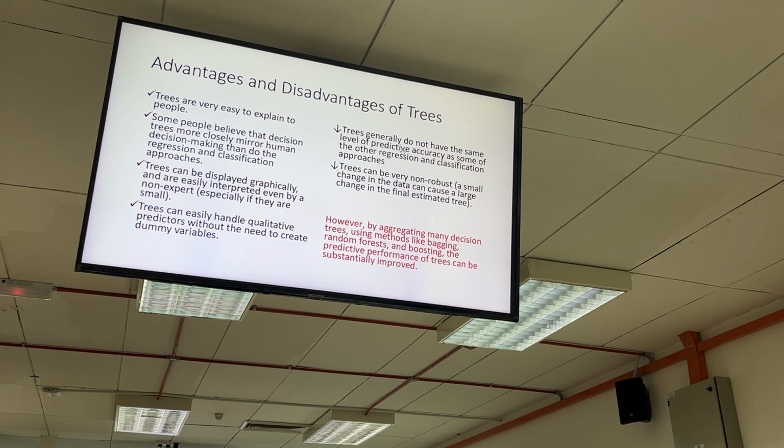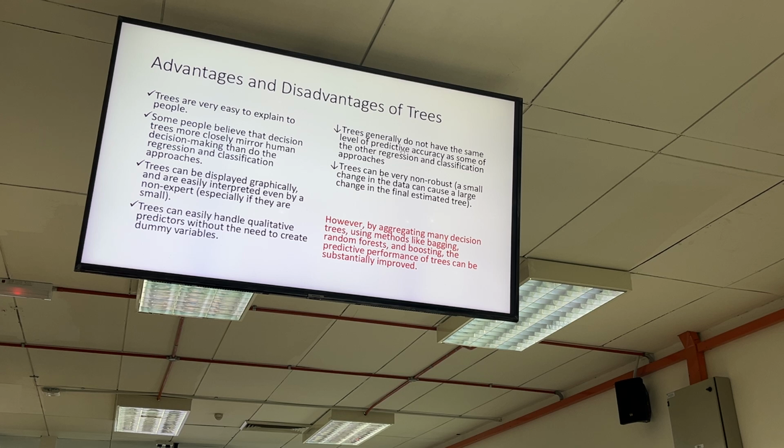Now these are the advantages and disadvantages of trees. Number one, it is easy to explain, and it is closer to human decision making, because you look at the first thing and then you look at the next thing, and so on. You can display this graphically, which is easy to interpret and understand, and it can handle qualitative predictors without the need to create dummy variables. So you have your data as it is, and you just feed it into the decision tree.